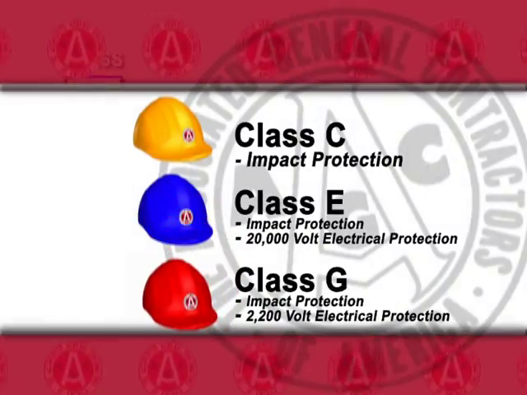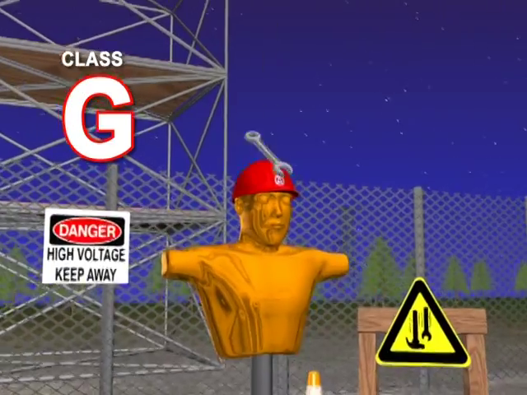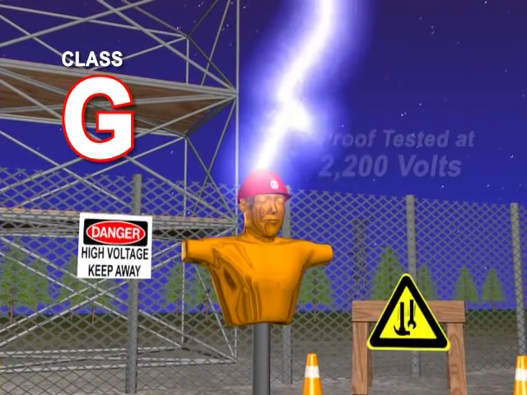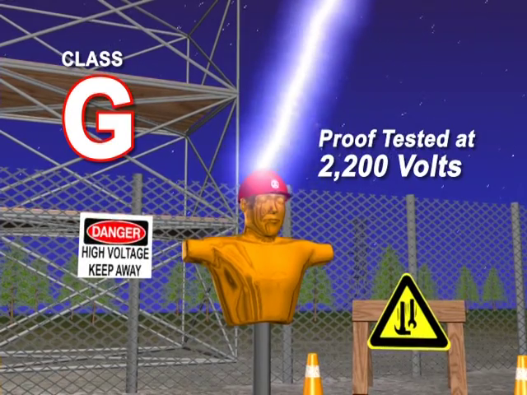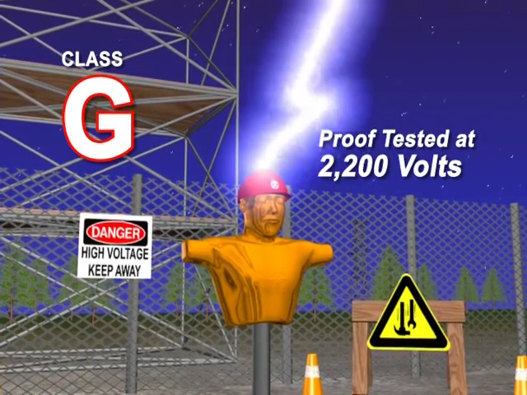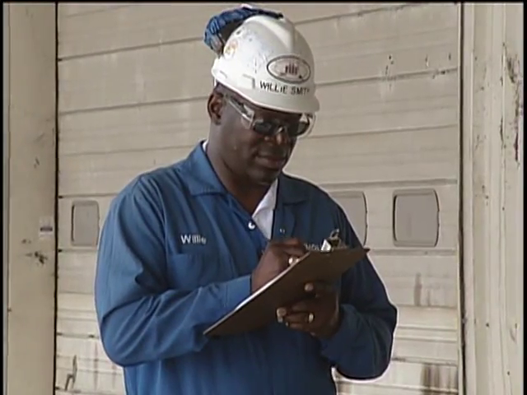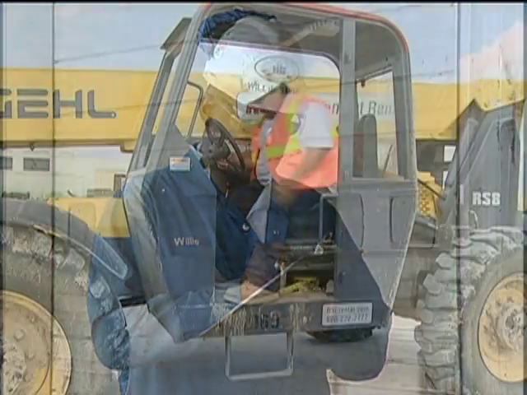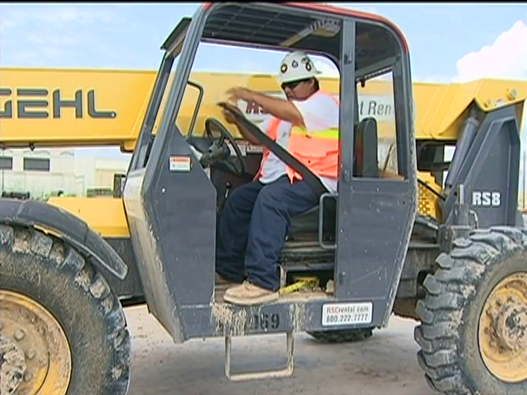Class G helmets are intended to reduce the force of impact of falling objects and to reduce the danger of contact with exposed low-voltage electrical conductors. For certification, sample shells are proof tested at 2200 volts of electrical charge. Whatever hard hat you wear, make sure it fits properly. Head protection that is either too large or too small is inappropriate for use.